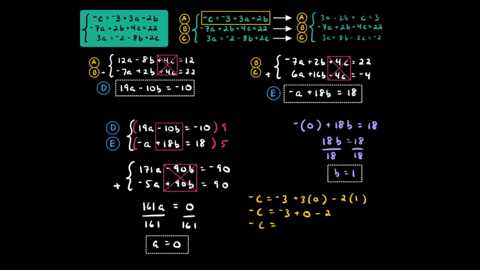Negative c is equal to negative 3 plus 0 is just going to be negative 3 minus 2, and negative c is equal to negative 3 minus 2, which is negative 5. Multiplying both sides by negative 1, we find that c is equal to 5. The solution to this system is going to be 0, 1, 5.